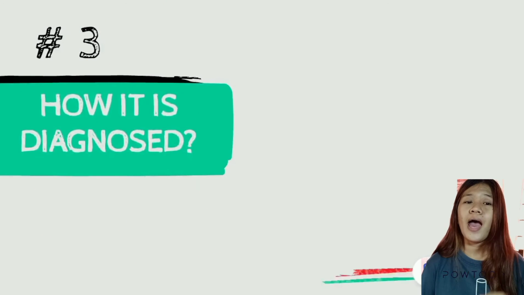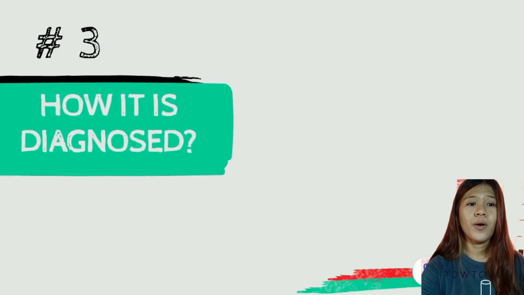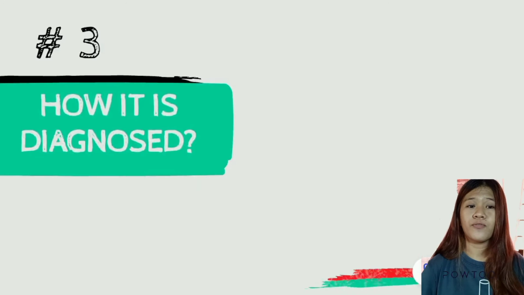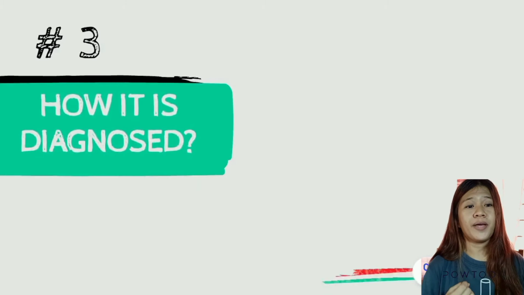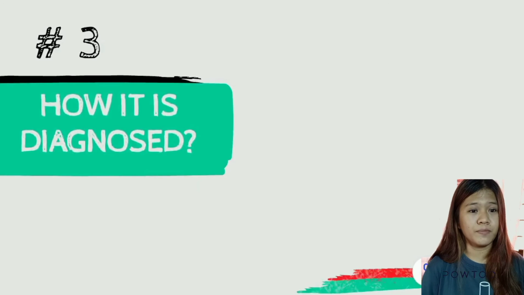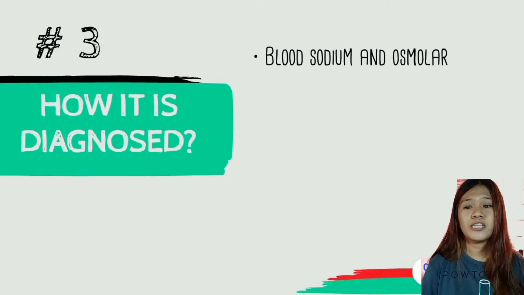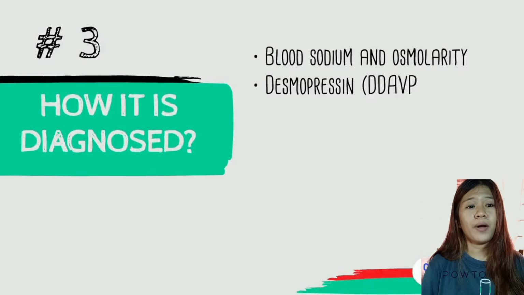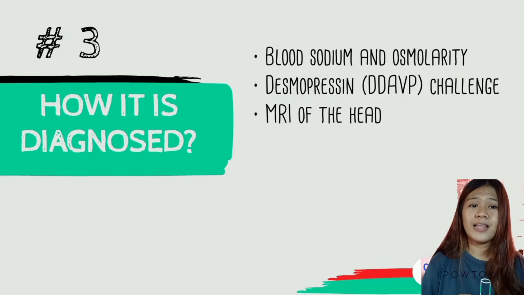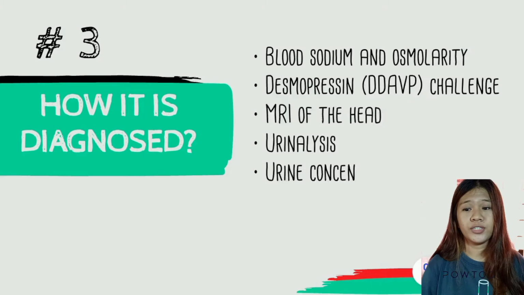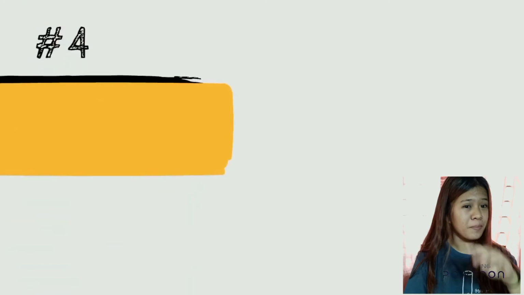Number 3. How is it diagnosed? Well, the healthcare provider will ask you about your medical history and symptoms. Tests that may be ordered include blood sodium and osmolarity, desmopressin challenge, MRI of the head, urinalysis, urine concentration, and urine output. The excessive amounts of urine may lead to number 4.